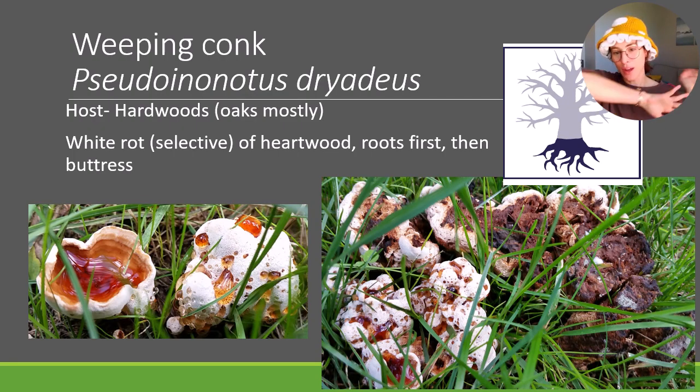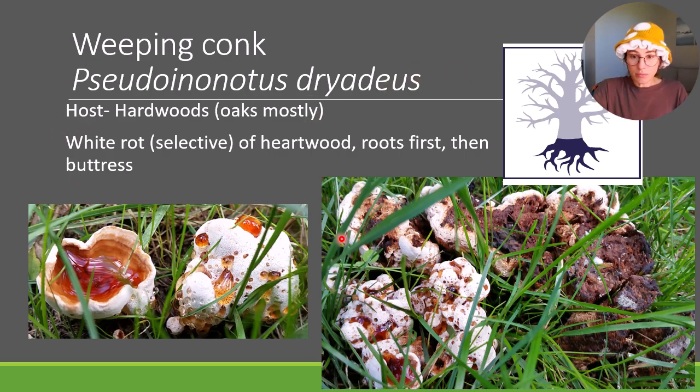All right, so that was brown rot. Now we're back to the white rots again. So we're back to having a big loss of compressive strength and tensile strength until advanced stages. This one is one of my favorite wood decay fungi. This is the weeping conk, aka Pseudoinonotus dryadeus.